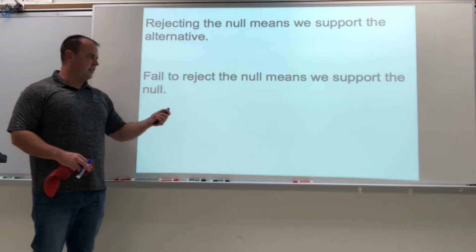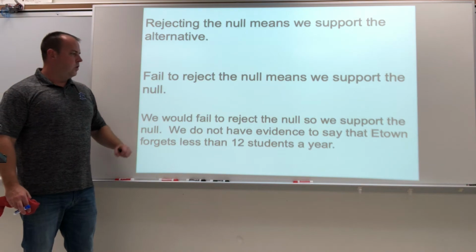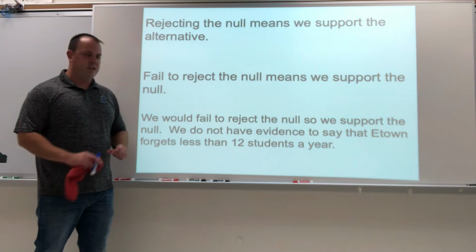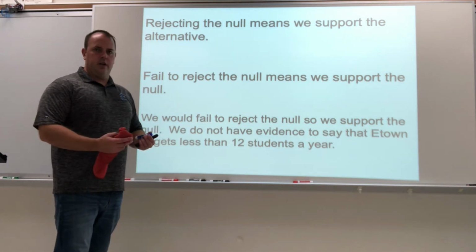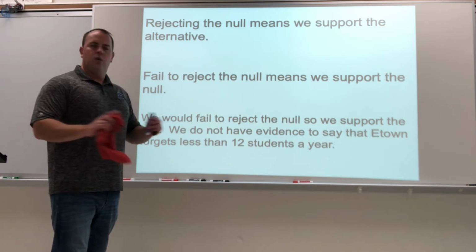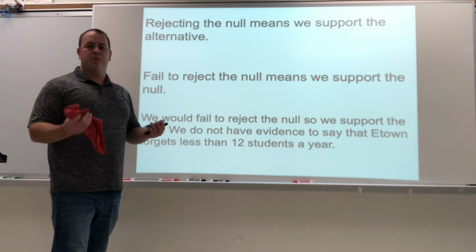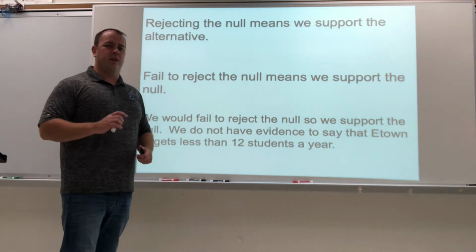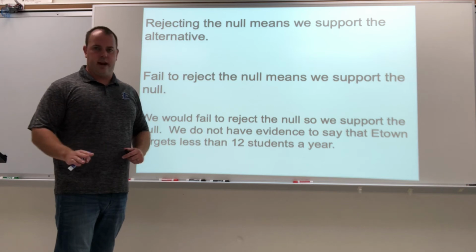So how I would write this out, we would fail to reject the null, so we support the null. We do not have evidence to say that E-Town forgets less than 12 students a year. Okay, so we're siding with the null. The alternative was the average is less than 12 kids. We have no evidence to say that. Since we fail to reject the null, we're saying that it probably is equal to 12, possibly could be more than 12, but there's no evidence to say it's less than 12. So the claim for E-Town is incorrect.